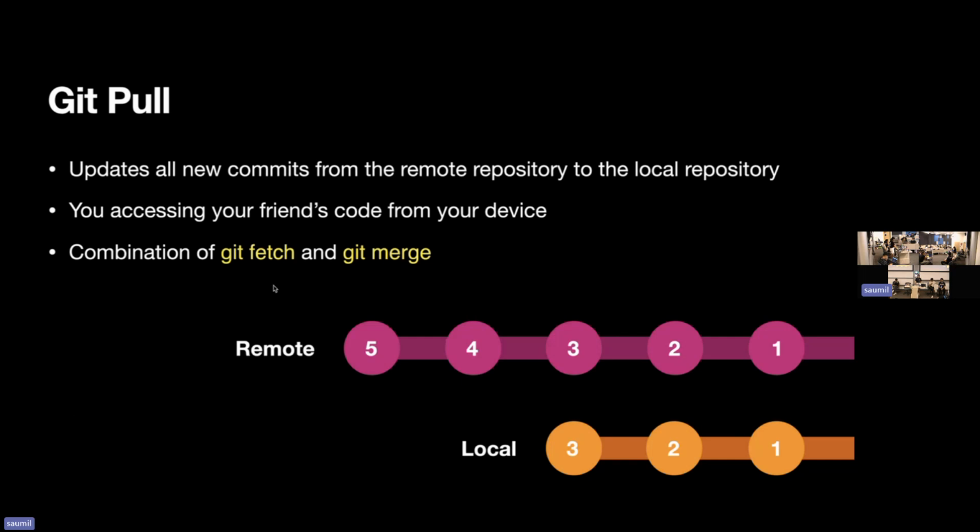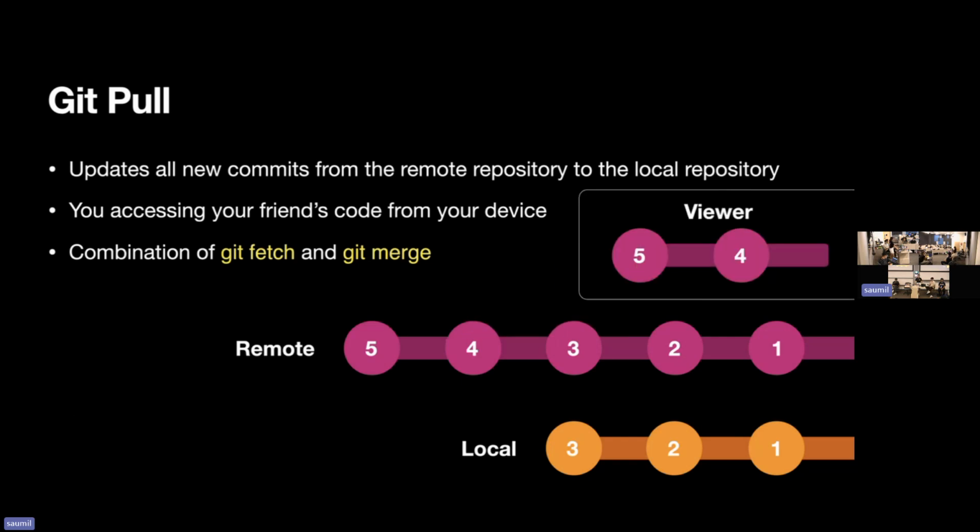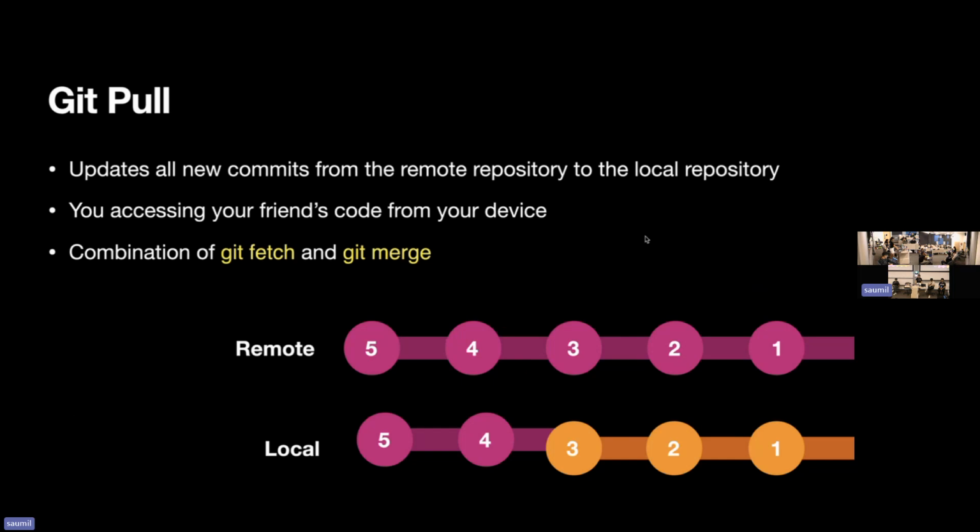git pull is actually a combination of two commands called git fetch and git merge. To demonstrate this, let's say there's an arbitrary intermediate space called the viewer. git fetch takes the difference between your remote and your local, takes commits 5 and 4, and moves them to this arbitrary space. Then git merge merges these two. So now your progress is the same as your friend's.